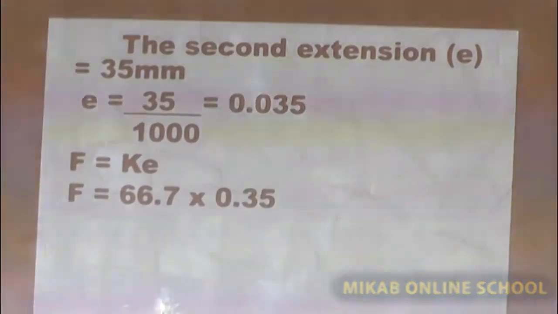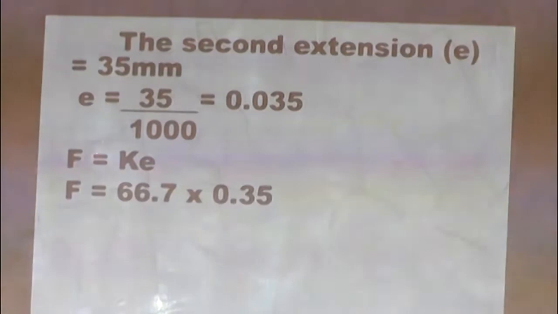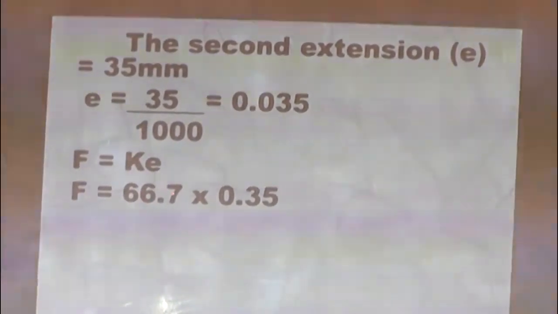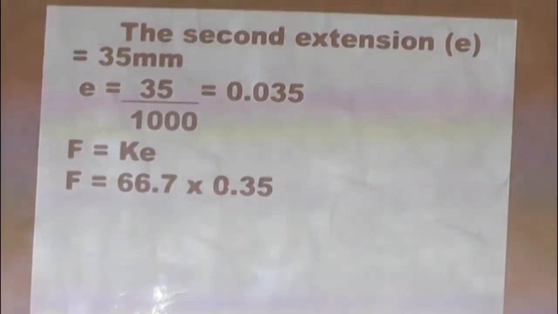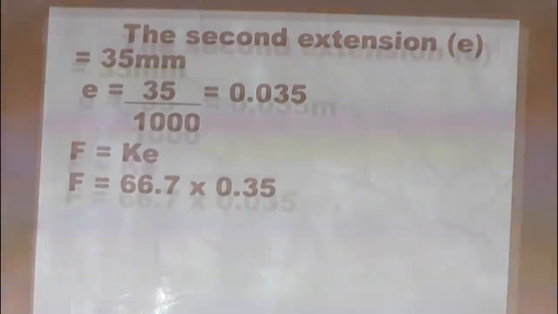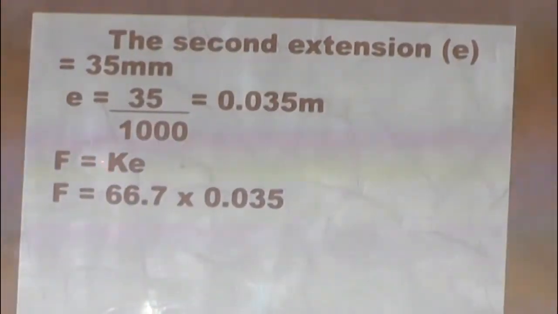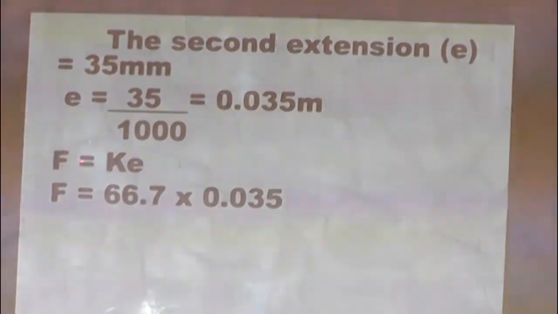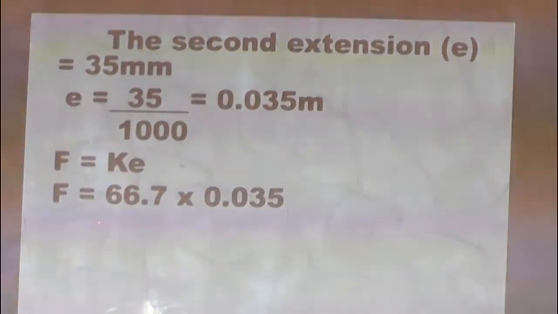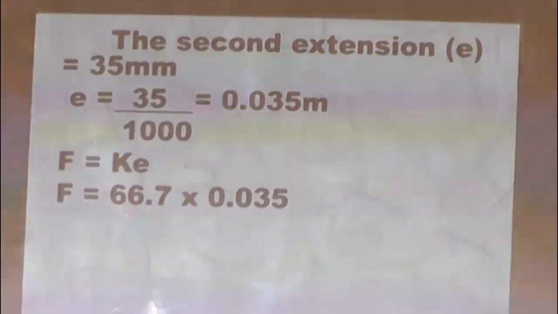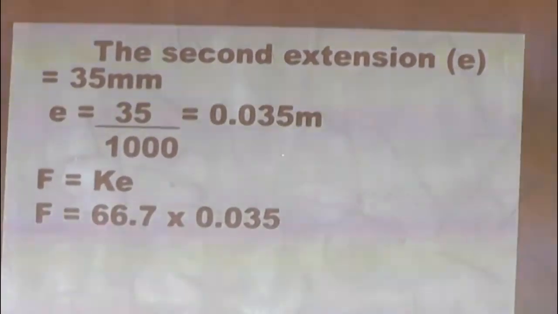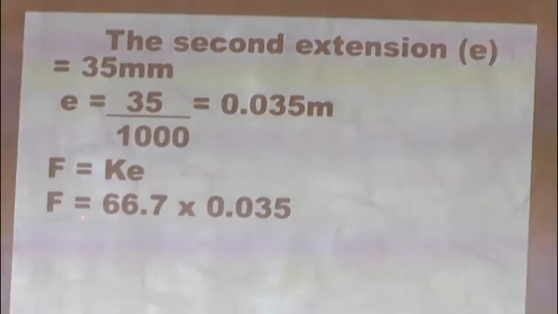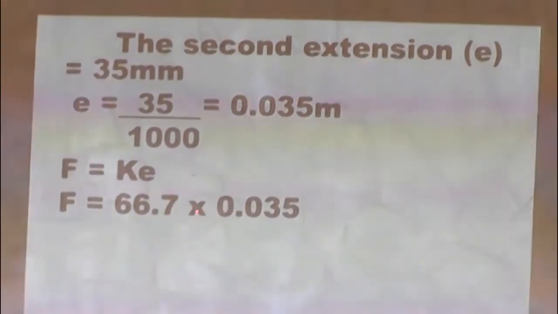From the initial extension given to us, we use it to get our K. What we have as our K is 66.7. Then from the second extension now we have 0.035. Then from Hooke's law, we have F equal to KE. Then after getting that, substitute all the parameters back into this equation. From the first extension given to us, we used it to get an elastic constant, which is 66.7. Then the extension we have here now is 0.035 meter. Substitute it back into E, you have F equal to 66.7 multiplied by 0.035.